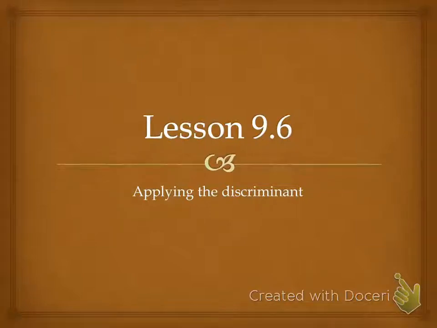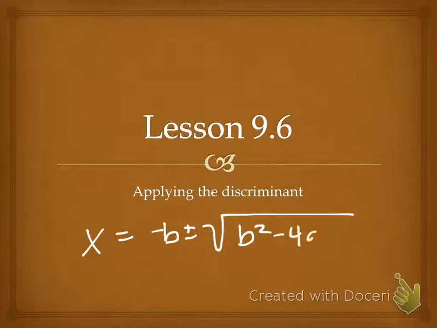All right, lesson 9.6, we are using part of the quadratic formula, which is x equals negative b plus or minus the square root of b squared minus 4ac over 2a. If you remember, we learned that yesterday in lesson 9.5. Today we're going to be using a part of that equation, called the discriminant, to find out how many roots or x-intercepts my equation will have.